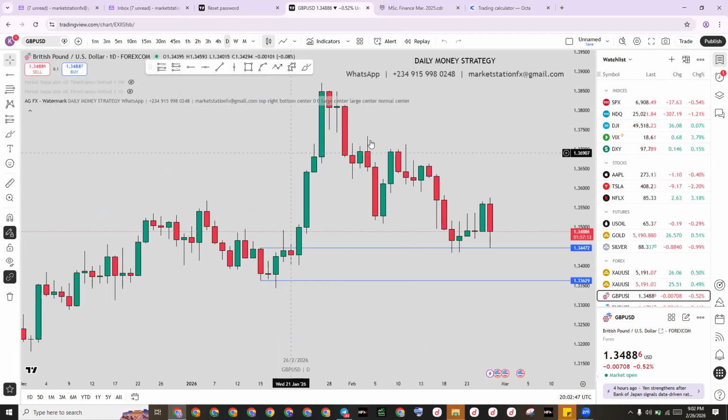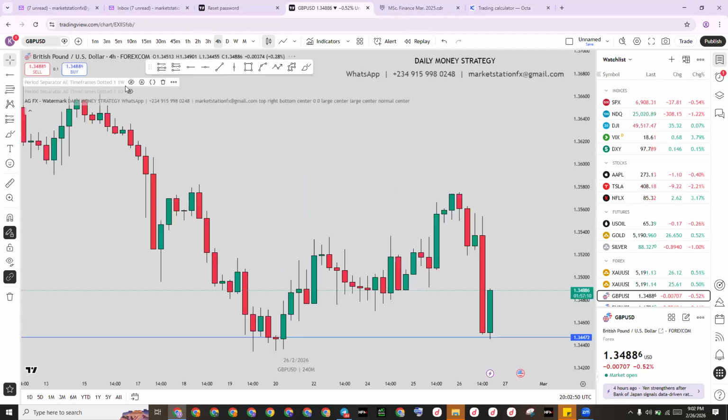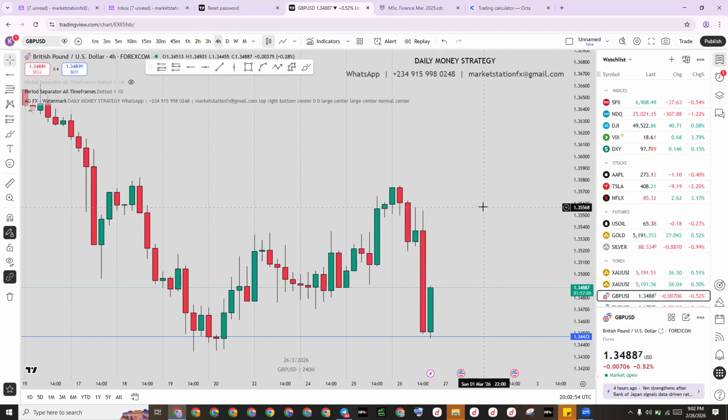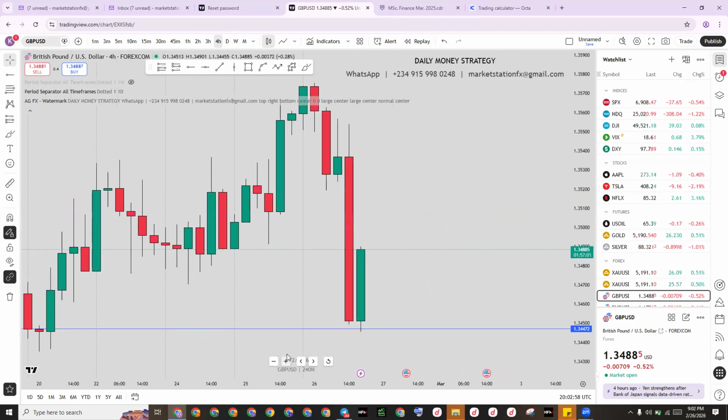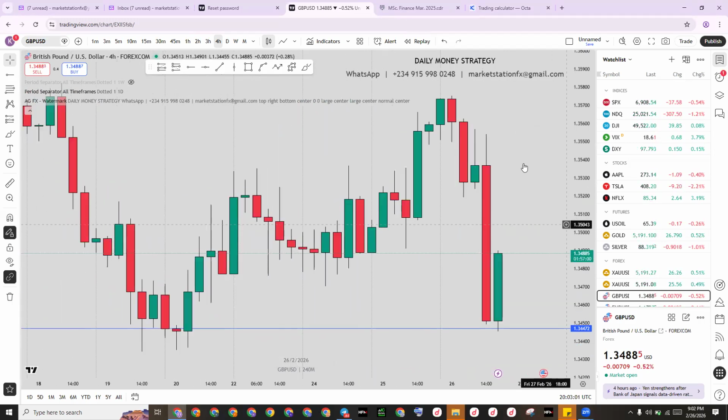Let me go to today on H4. Now, if you look at this place carefully, you see that these two candles are for Asia. Did this guy take the eye of this candle or not? It took it. The red candle, yes, it took the eye of this.